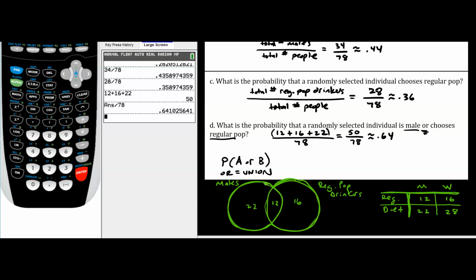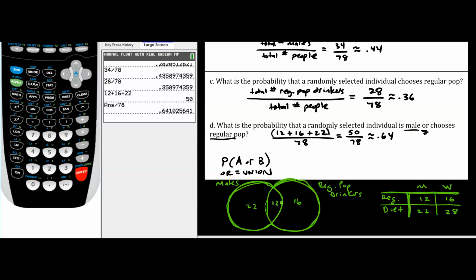So the union is going to be 22 plus 12 plus 16, because that is everything inside the entirety of the Venn diagram. And that's another reason why we're taking 22 plus 12 plus 16, and then we ended up dividing by the grand total number of people. Okay, but if you look at this Venn diagram, we can also derive a formula for computing the probability of being male or choosing regular pop. And then we can generalize that to the probability of one event or another, regardless of what those two events are. So look at this.